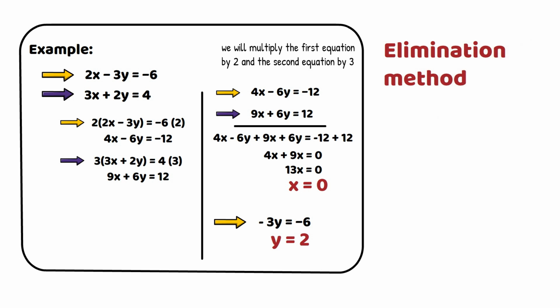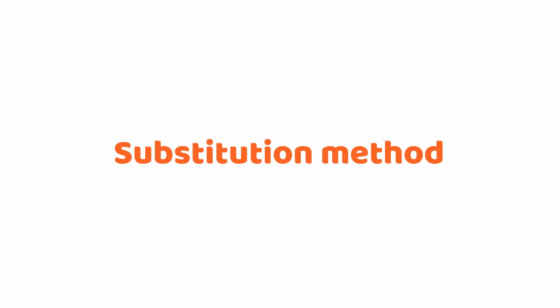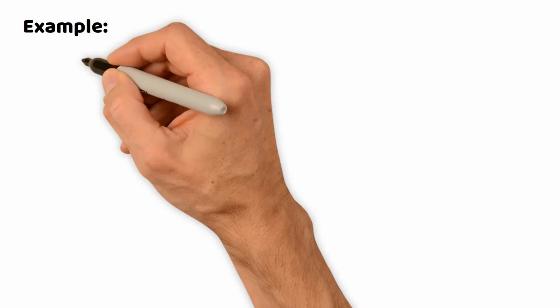The next method is what we call the substitution method. This is where you solve both equations by getting what one of the variables is in terms of the other by one of the equations. The procedure goes as follows. We're going to solve for one of the variables in terms of the other and then substitute it back into the original equation. Let's look at an example, because in the abstract it's hard to figure out what that means.